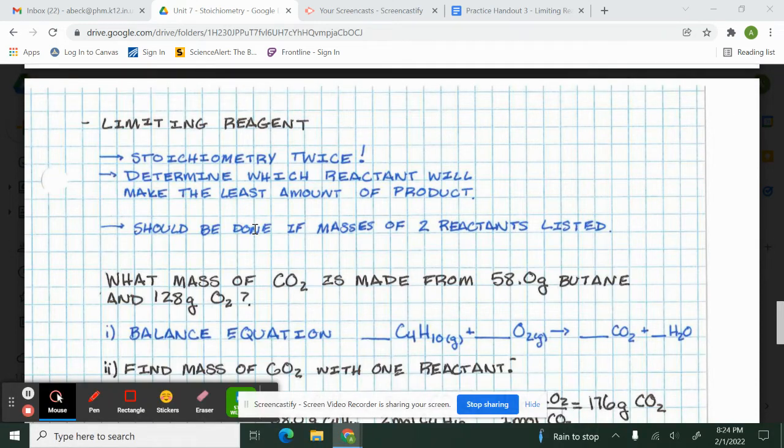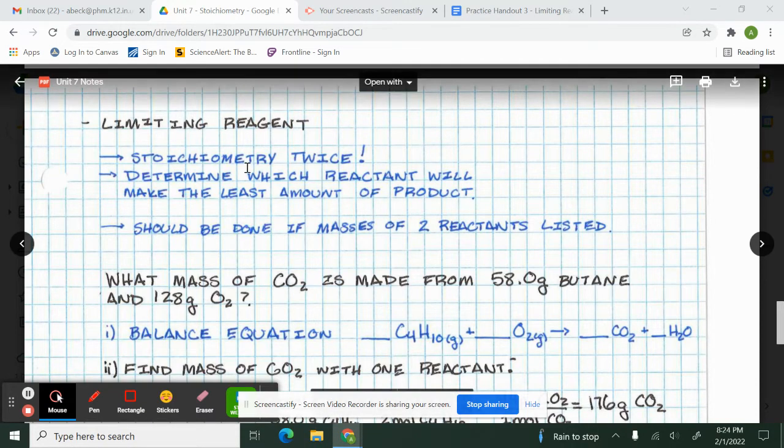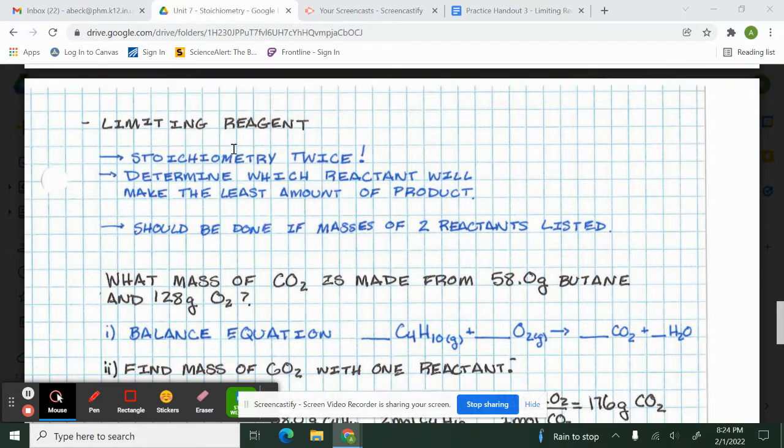Hey guys, what's happening? So here's what we're gonna go through today. This is called limiting reagent. It's like stoichiometry, but twice. It's a great time. So essentially, what we're doing is determining which reactant will make the least amount of product.